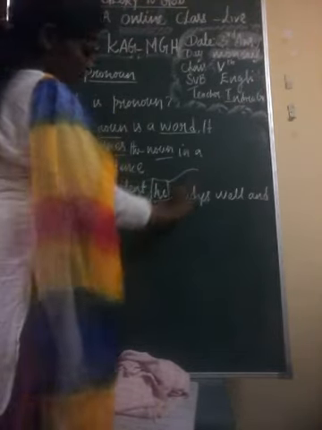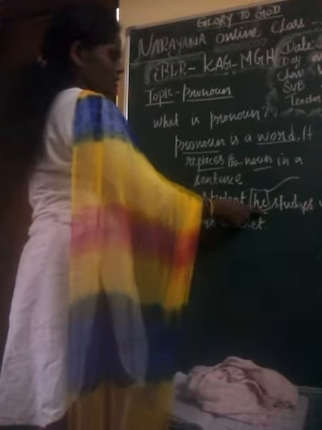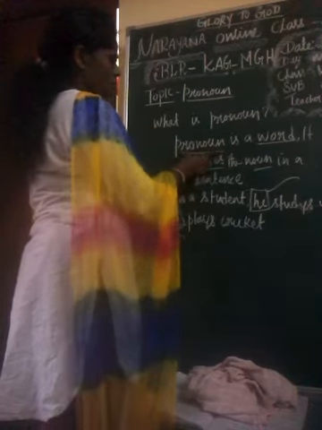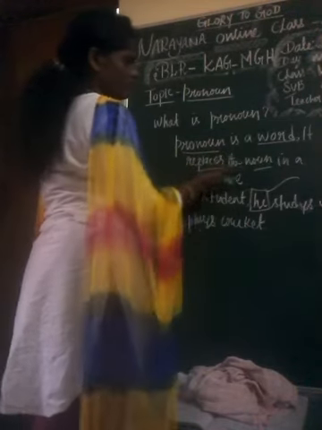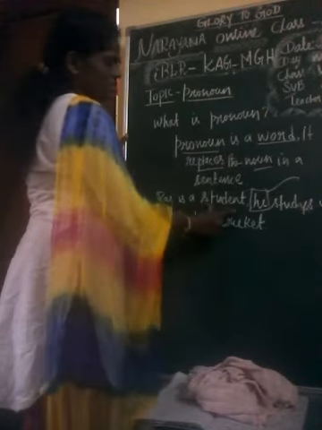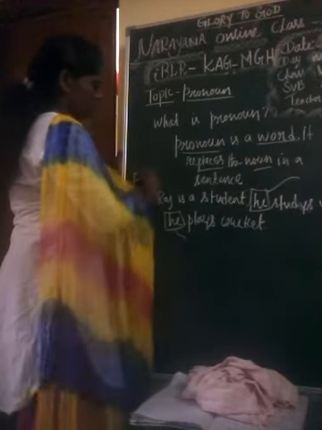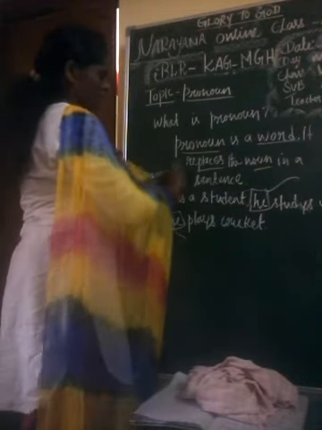What is the pronoun here? It's he. He is a pronoun. So this is how we can replace the noun with the pronoun. A pronoun is a word. It replaces the noun in a sentence. This is an example.